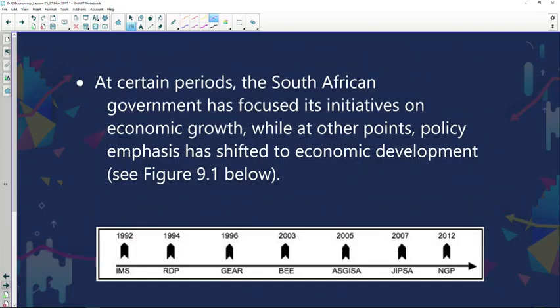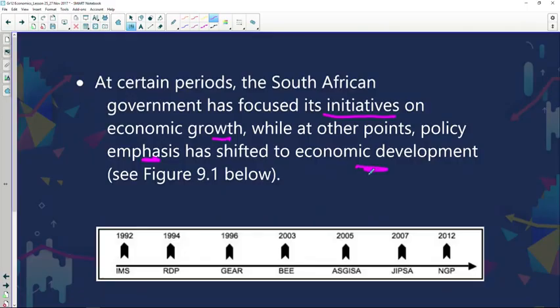All right, let's move on. At certain periods, the South African government has focused its initiatives on economic growth, while at other points, the policy emphasis has shifted to economic development. So there are times in the economic period where the government said, we need to spend more time looking at economic growth because we need to grow our economy. We need to show that there is increased productivity. The capacity of our economy needs to grow. But there were also times where they were focusing on economic development.